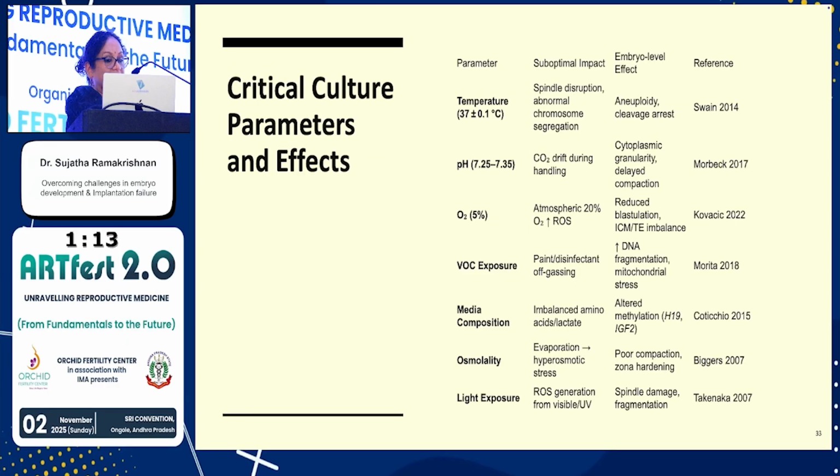Now, these are some of the critical parameters. When you have abnormality in temperature, what happens? The spindle will get disturbed. When the pH is not maintained, the cytoplasmic granularity increases. When you have VOC exposure, this will cause increased DNA fragmentation and mitochondrial stress. When the media composition is compromised, you have altered methylation in the embryo. When osmolality is compromised, you have poor compaction and zona hardening, and there will not be any hatching. And if you constantly expose the embryos to bright light, that can cause spindle damage and fragmentation.